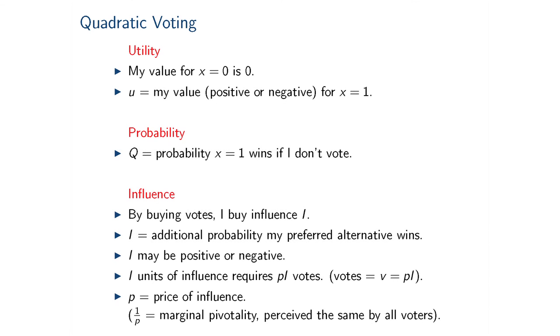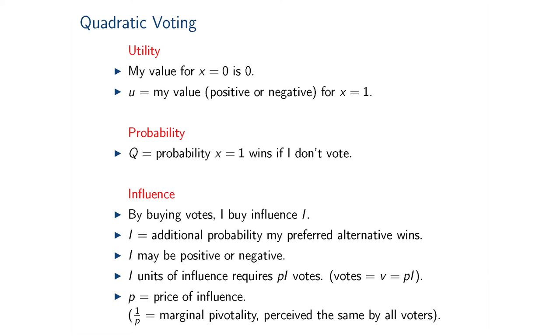Okay, so to break down the different elements, let's say that we make a normalization that my value to option 0 is 0, and then my value to option 1 is u, and u is either positive or negative depending on whether I prefer 1 or I prefer 0. Okay, let Q be the probability that X equals 1 would win if I didn't vote, okay? So essentially what I care about is influence, and the way to think about influence is just shifting that probability up or down. I want to buy influence and move that probability around.